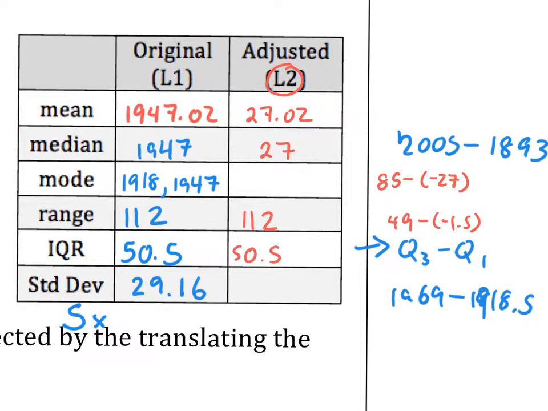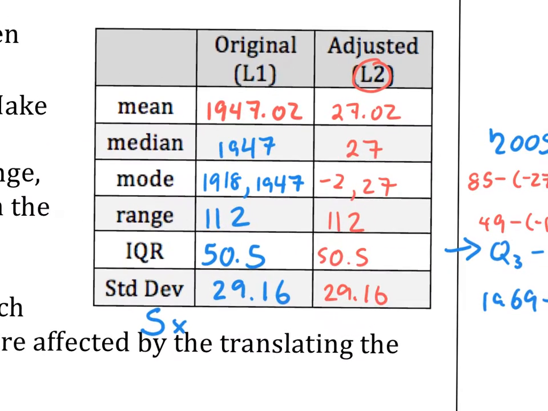Standard deviation, we can see from the S there, is 29.16. And when I look at L2 and just scroll through, I see that I have 4 negative 2s, 4 27s. All right. Now, what do we notice about the data?